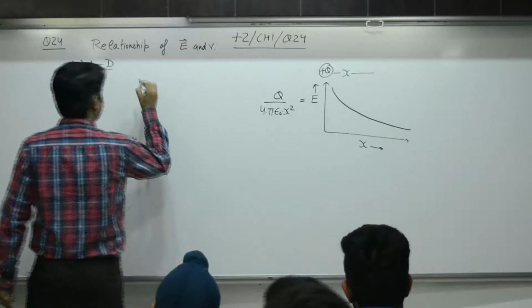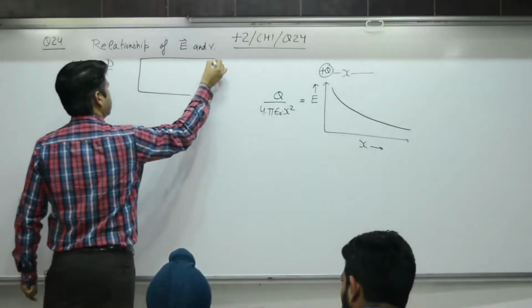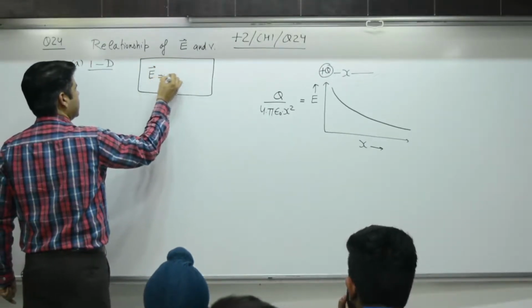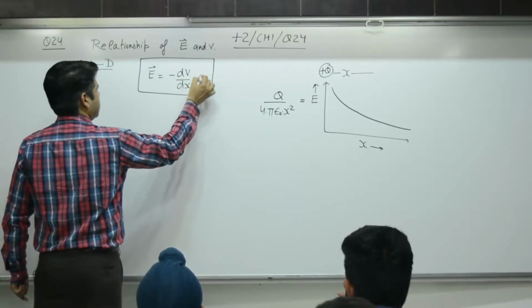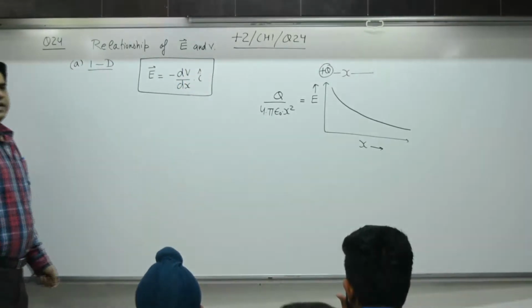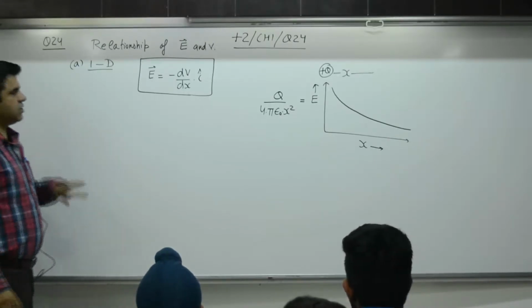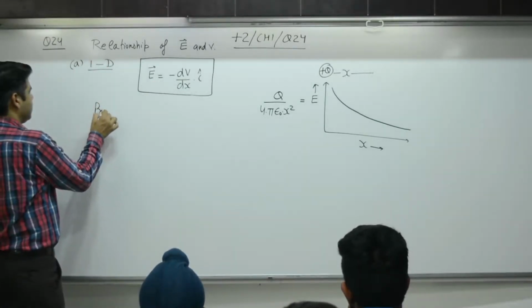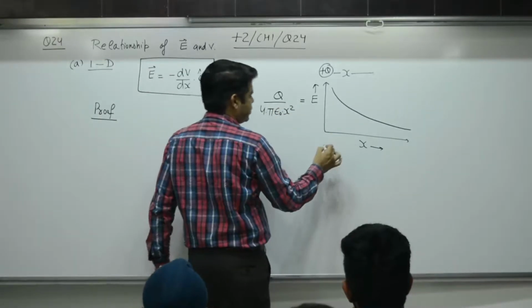Ultimately, we have to prove a formula. The relationship is that the electric field E is equal to the differentiation of V with respect to x, if it is along the x-axis only. This is for one dimension. But to prove it, E as a function of x is known.